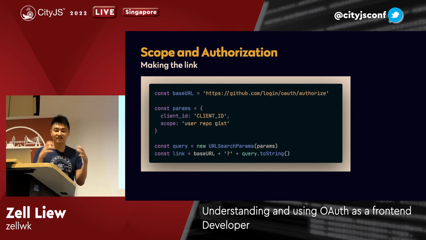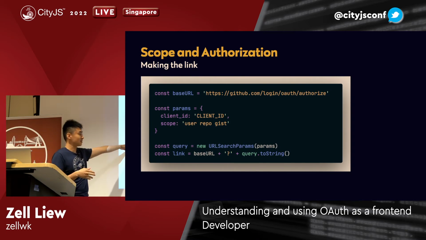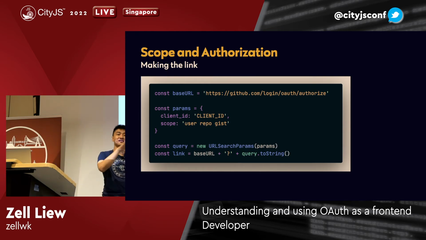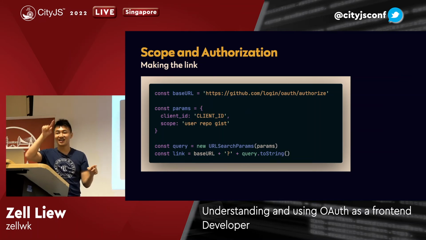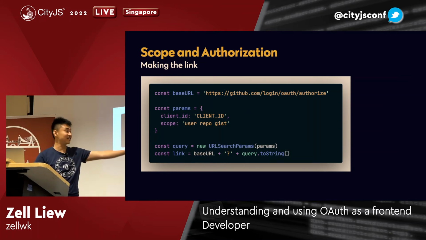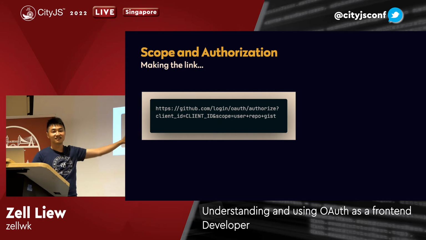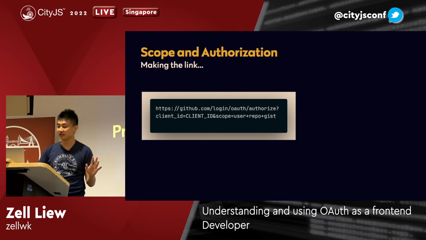Now, to make this link, we can use something like URL search params to make things a lot simpler. Then you don't have to manually add the question mark and the ampersand and that stuff, and it creates a link like this. So that's the easiest way to do the link.